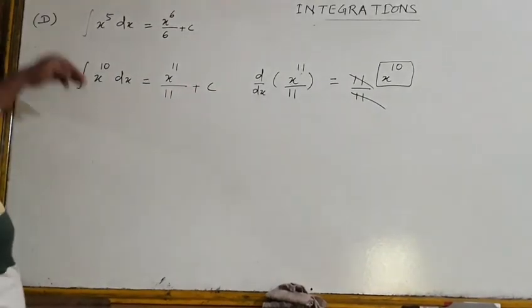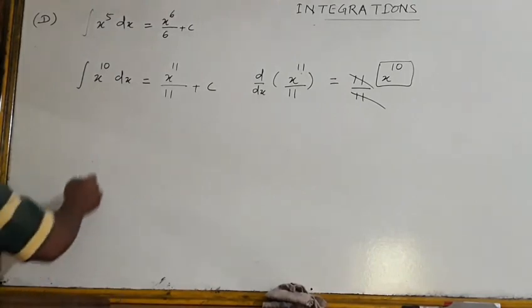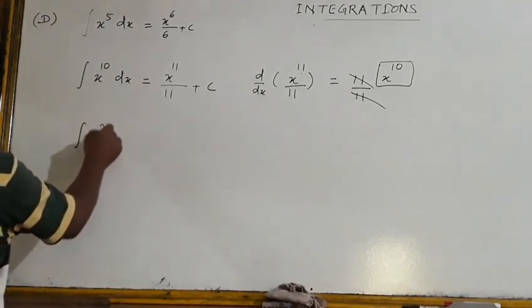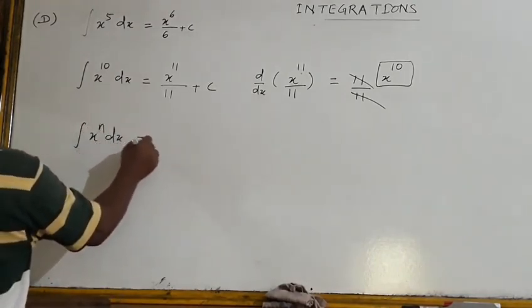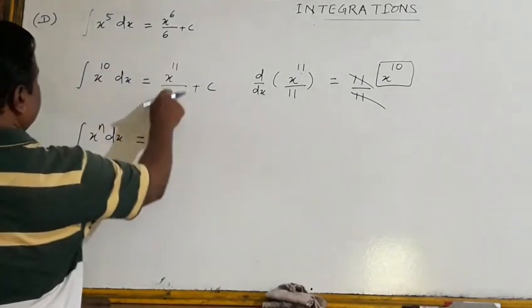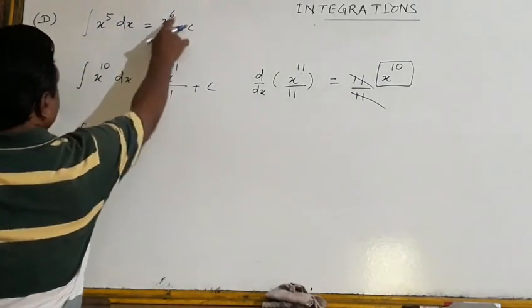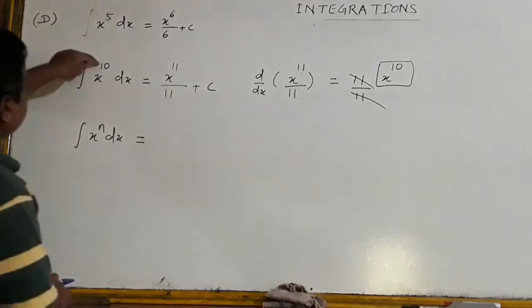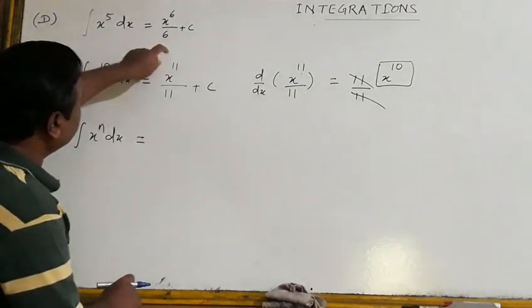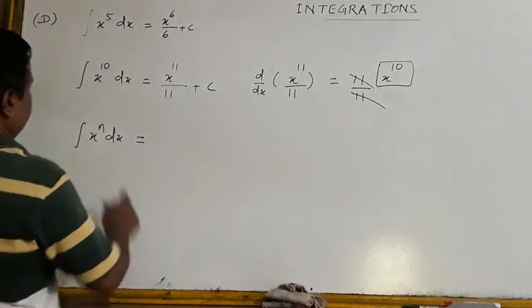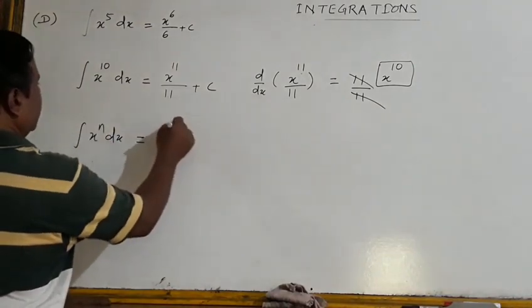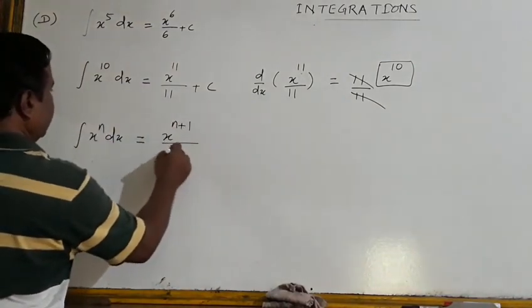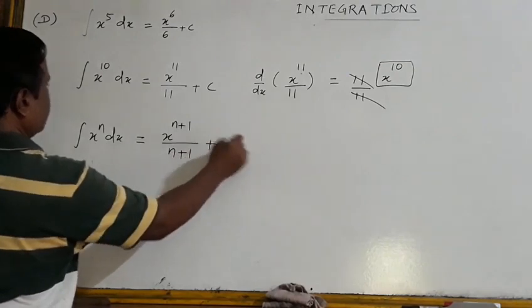So from this we can observe, integration of x to the power n is what? If x to the power 10, it is 11 by 11. X to the power 5, it is 6 by 6. Then you have to add 1 to the power, and what you write here, you should divide by it. X to the power n plus 1 by n plus 1 plus c.